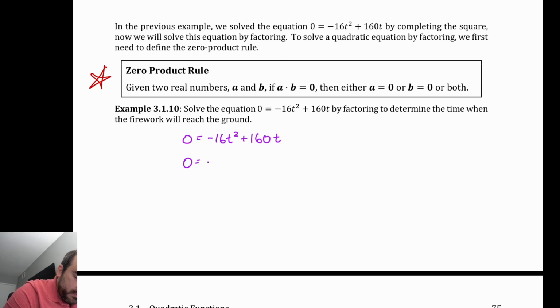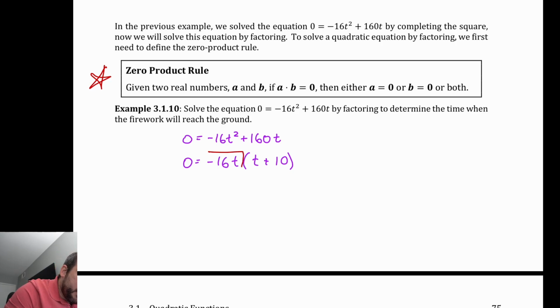Negative 16t. Yeah, negative 16t. And you can do positive 16t as well, but let's take a negative out so that the first term isn't negative in this parenthesis. When I factor out a negative 16t, what I have left is t plus 10, because when I take 16 out of 160 and divide it out, I get 10 left.